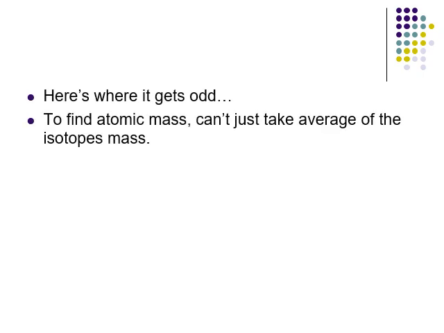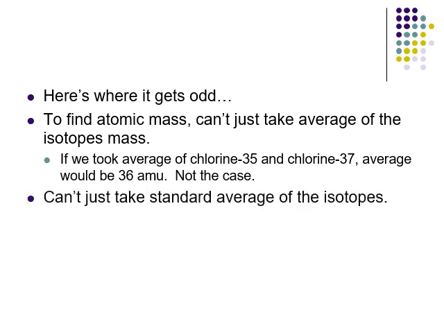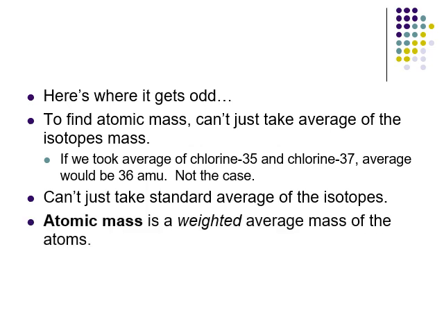How do we find this atomic mass? It's a little funky because you can't just take the average of the isotopes' masses. So for instance, chlorine has two major isotopes, chlorine 35 and chlorine 37. If I took the mean average between them, I would get 36. That's not what we see. If you look at the periodic table, you'll see that chlorine does not have an atomic mass of 36. What you have to do is take what's called a weighted average mass of the atom. So atomic mass is what's called a weighted average.